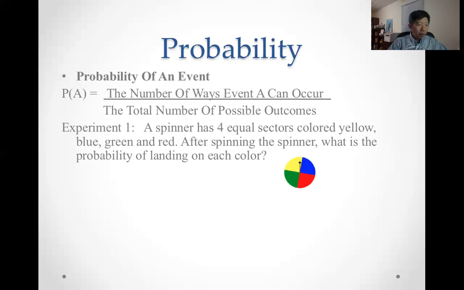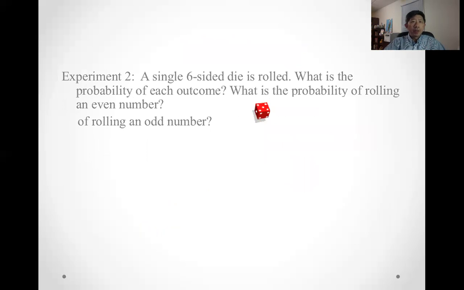Similar for red, the probability to get red is 1 out of 4, right? What is the probability to get green? Again, for the event, we have 1 for green, and the total amount is 4, okay? So that's the probability formula.